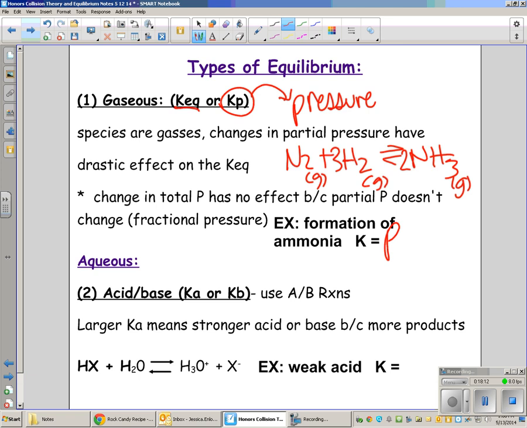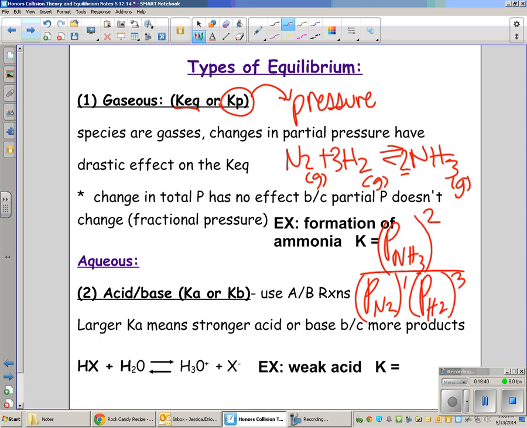So P of NH3. See that's 2 right here for NH3? I still have to square it, okay? So it's not a box anymore. It's a parentheses. And we square it still. It just looks a little different. So there's no more products, right? So over what? What do you think? Pressure of N2 to the first power, right? And pressure of H2 to the third power, right?